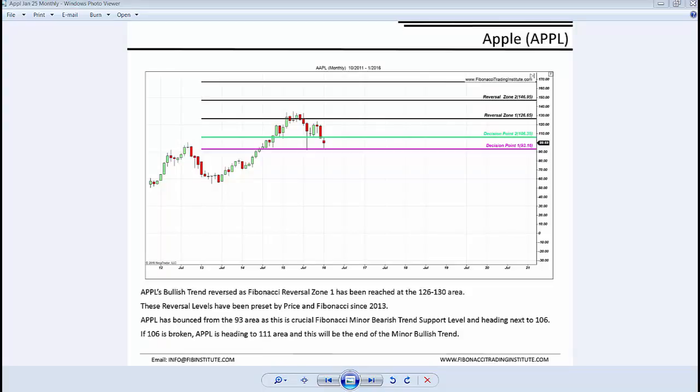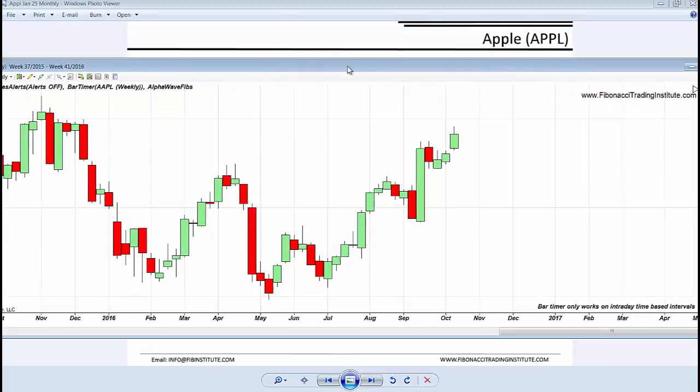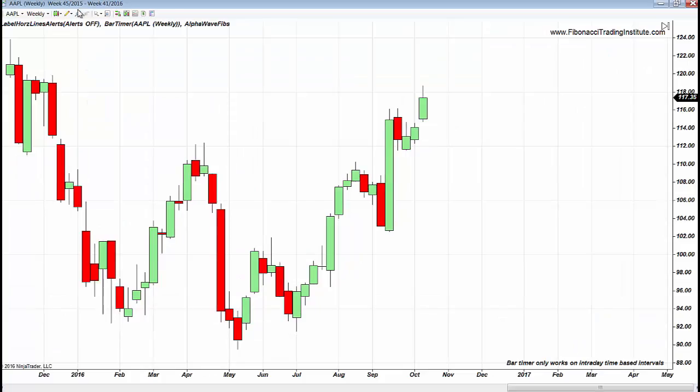Agree on that? Here is Apple. Let's take a look at Apple and let's discuss what happened. Apple staged a powerful bullish rally from 93. I said when Apple will come to 111, it will be the end of the minor bullish trend. Here is Apple. Let's take a look.